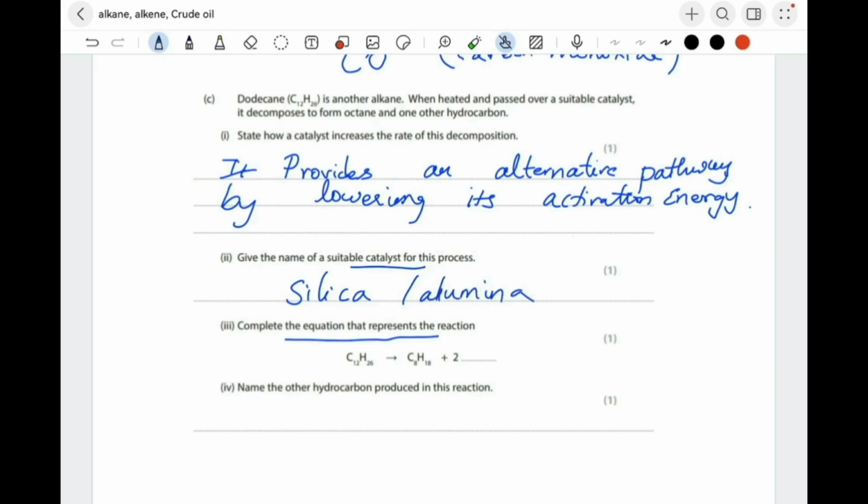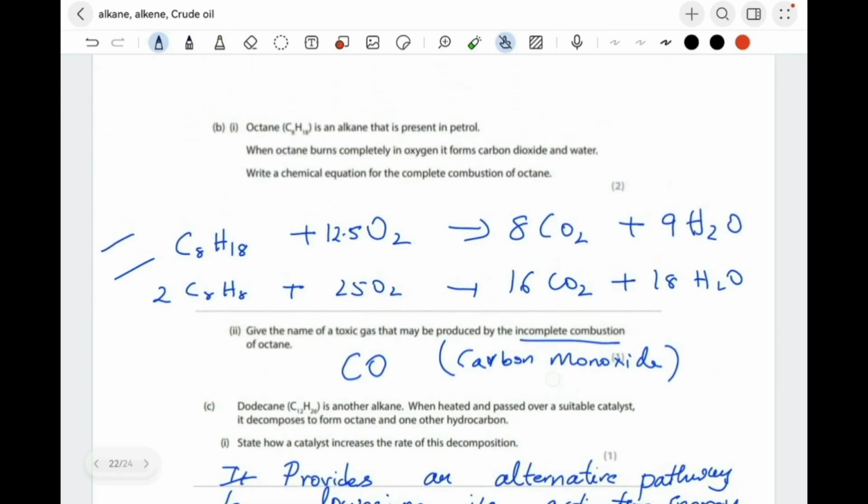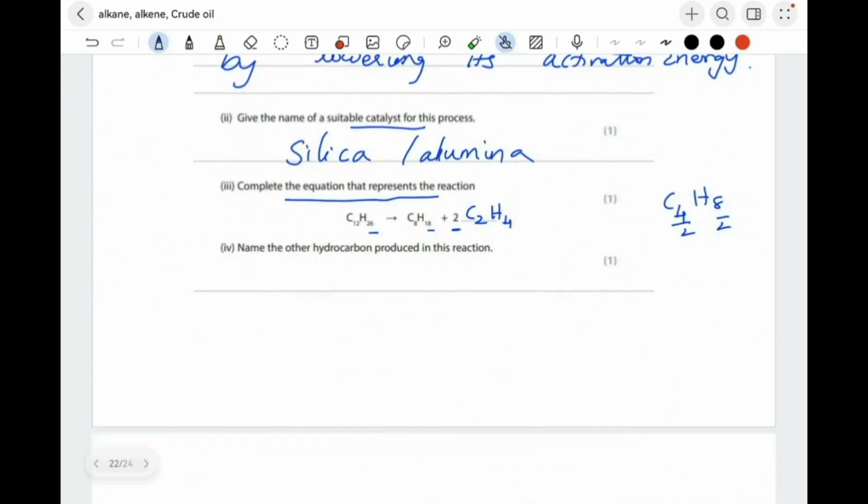Complete the equation that represents the reaction. So we know one of the products is an alkane, the other product is an alkene. First subtract these two and write the answer here. C12 minus 8, which is 4. 26 minus 18, which is 8. Since we already have 2 here, just halve this value, it becomes C2H4. Give the name of the other product. C8H18, which is octane, we know from the formula. The other compound is this, which is ethene.